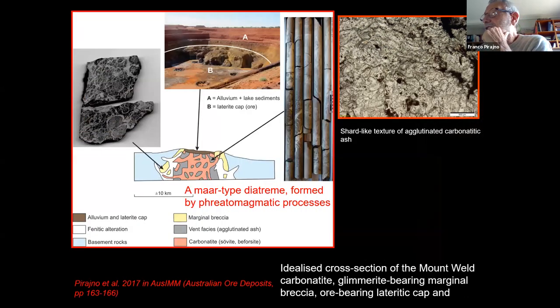This is a cross-section again, showing the shard-like texture of agglutinated carbonatite. The lateritic material sits up atop here, the laterite cap, but when you look down in the section, it's a mafic diatreme formed by a phreatomagmatic carbonatitic process. That's what it is. It's a carbonatite volcano.